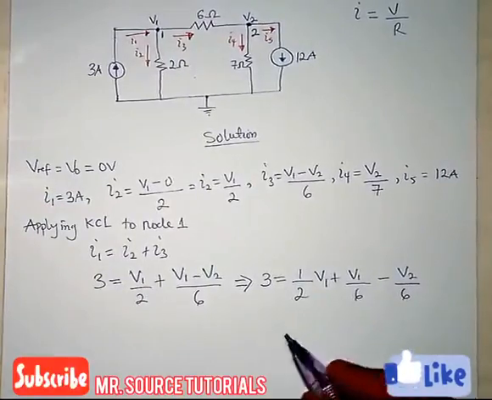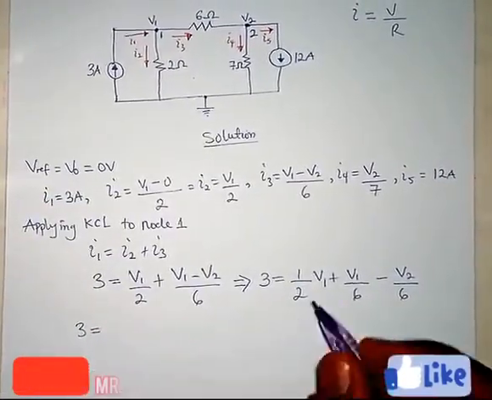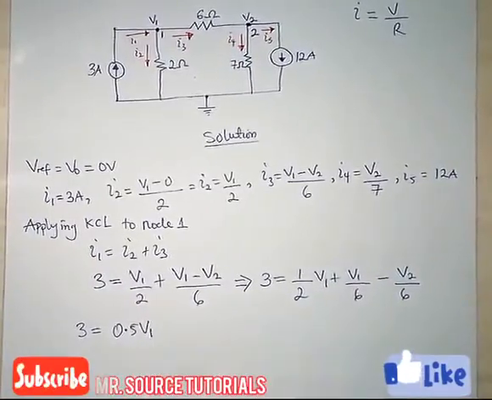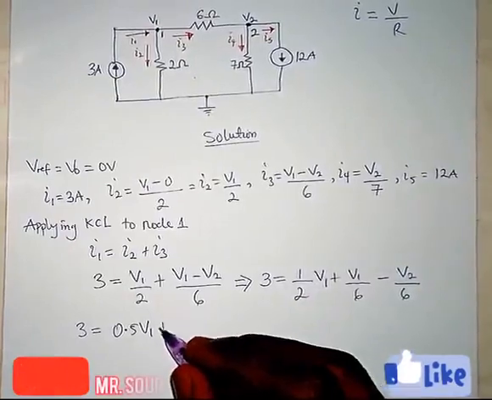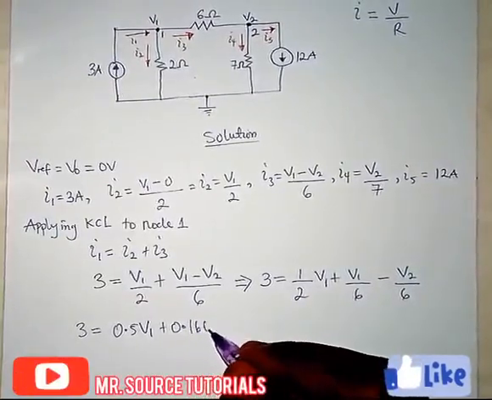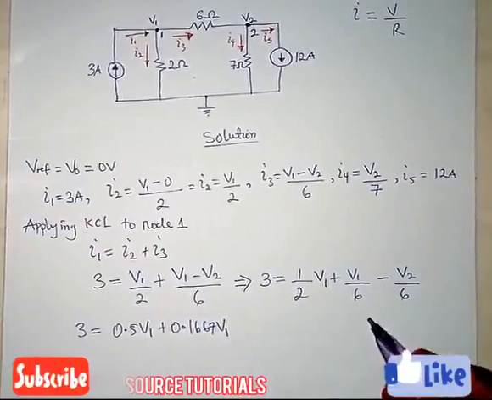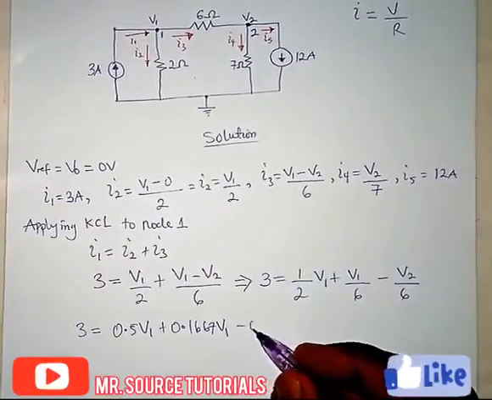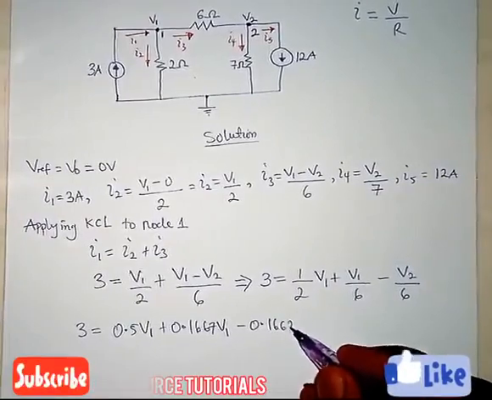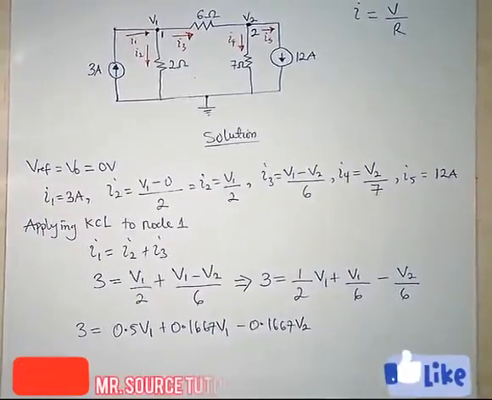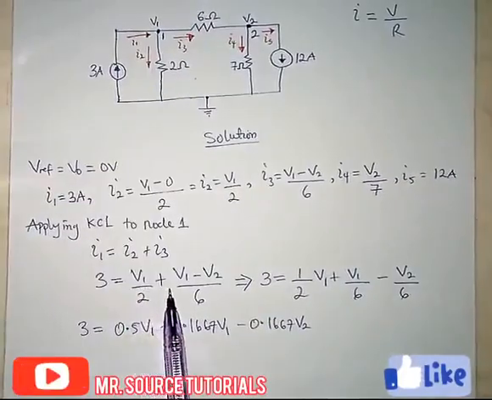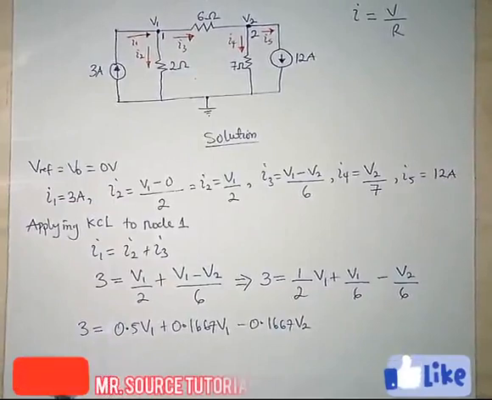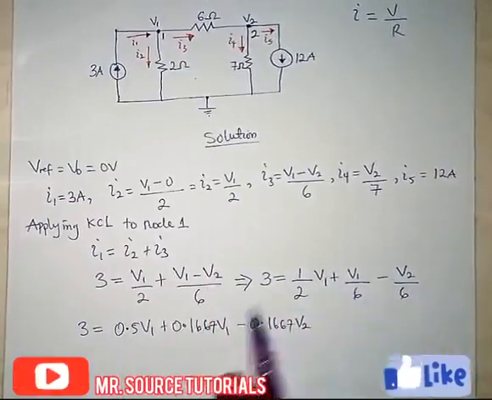So now, 1 over 2 V1 will give us 0.5 V1. 1 over 6 V1 will give us 0.1667 V1. And 1 over 6 V2 gives us minus 0.1667 V2. At this point, some person might wish to take the LCM of this and multiply. It will simply give the same thing, but I think this one is the simplest way of solving this.